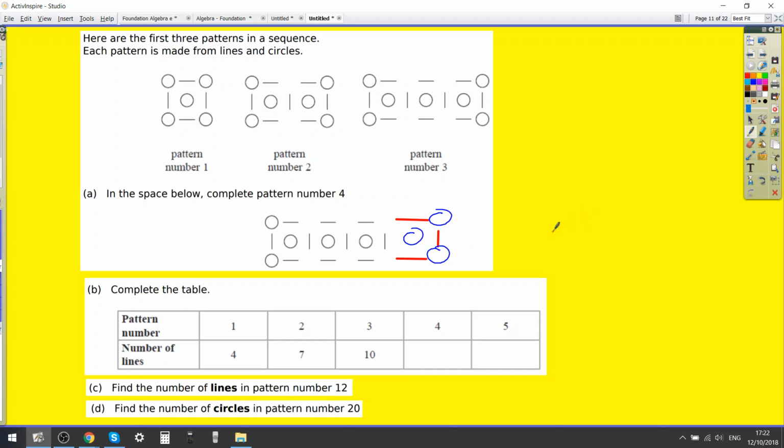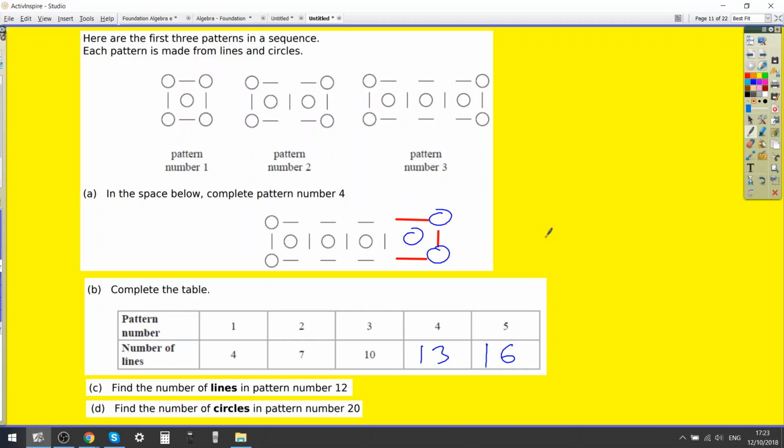Okay. Number of lines in pattern 12. No, part B, complete the table. So 11, 12, 13, so 13, 16. And the reason why I've done it this way is because part B helps you with part C and so on.